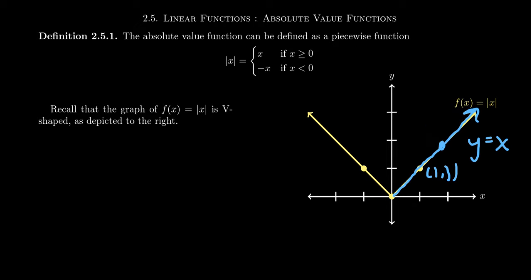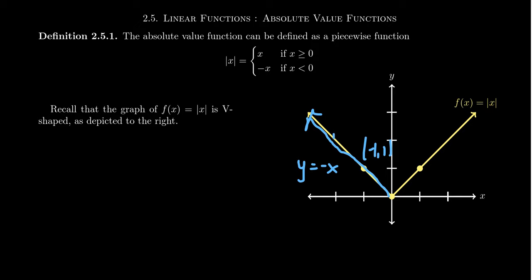Now, on the other hand, when you take a negative number, your function will look like this line right here, which is just y equals negative x. It has a slope of negative 1, so it is decreasing. We'll go through points like (-1, 1) and (-2, 2), because you're taking the absolute value. Because both lines intersect at the origin, this graph is continuous, with no breaks. It does contain the origin right here.